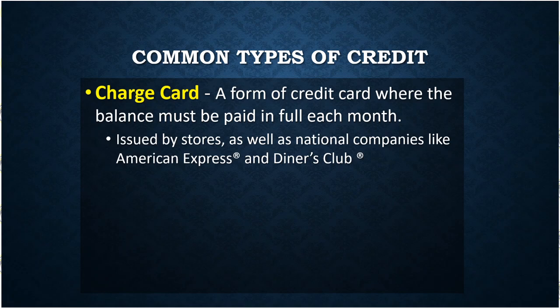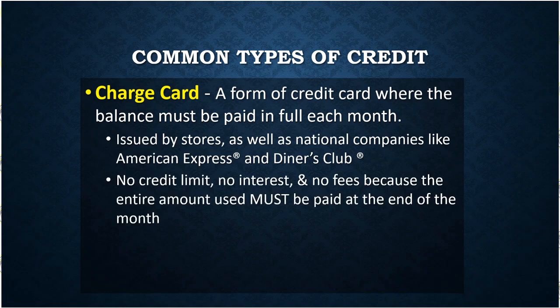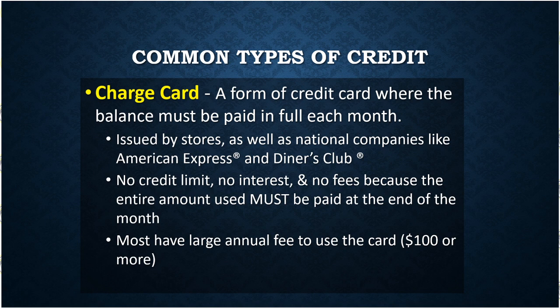You go out to a restaurant, you use your Diners Club card. When the bill comes, the statement comes at the end of the month, you have to pay it all off. There is no carry forward to the next month. So no credit limit, no interest fees, or anything, because you have to pay it off at the end of the month. Now, how do they get their money? They get their money because most charge cards have a huge fee just to carry the card. It's called an annual fee. A lot of cards have $100 or more just to have the privilege of being able to carry that card around and say, I must be an important person because I have this charge card. That's how the companies are making their money.